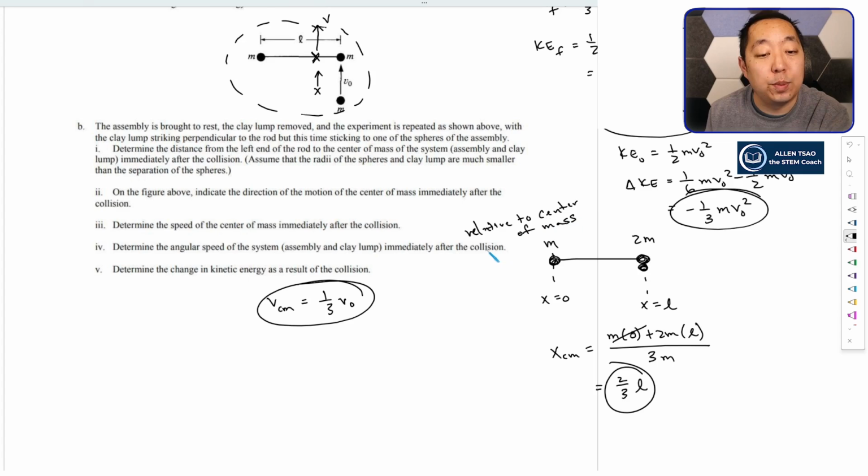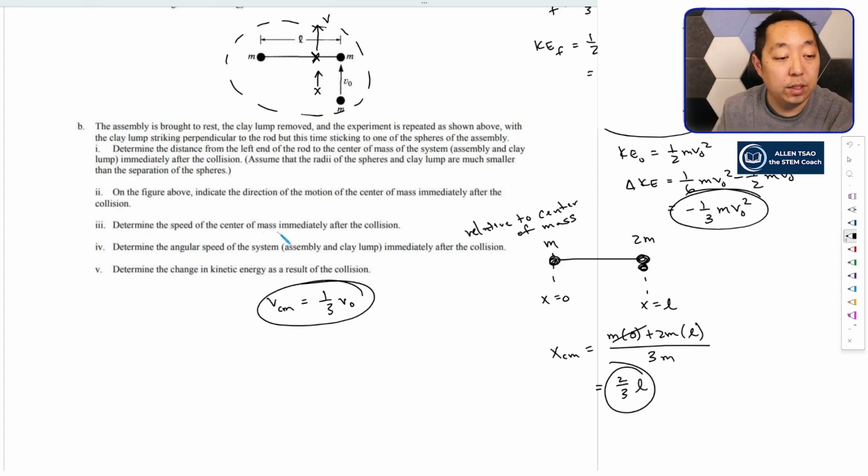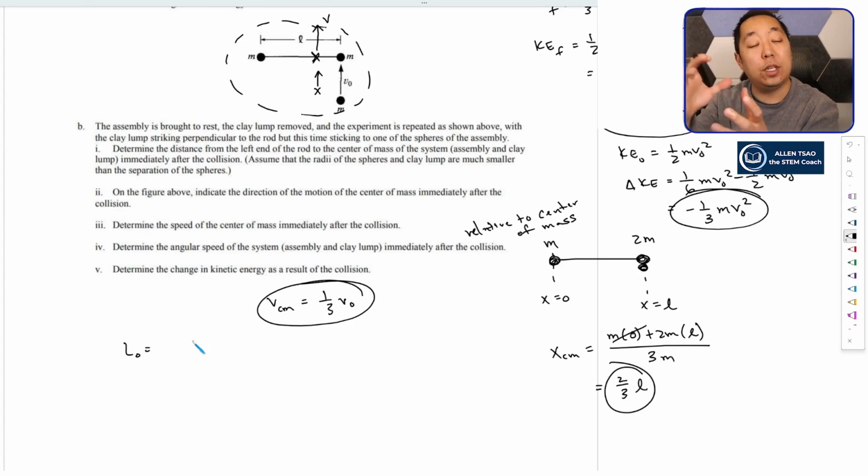Okay, they should have been more specific on what the angular speed is. Let's say relative to the center of mass, because it's going to rotate now around the center of mass. So the center of mass of the system is just going to move straight up. Everything's going to rotate around it. So what is the initial angular momentum? Because there's no external torques on the system.